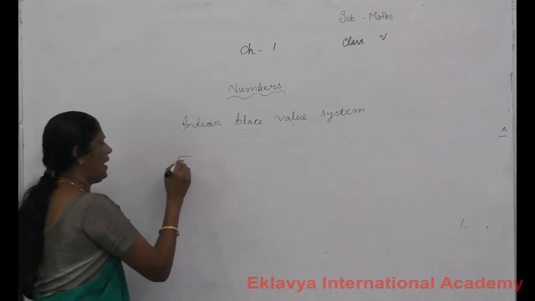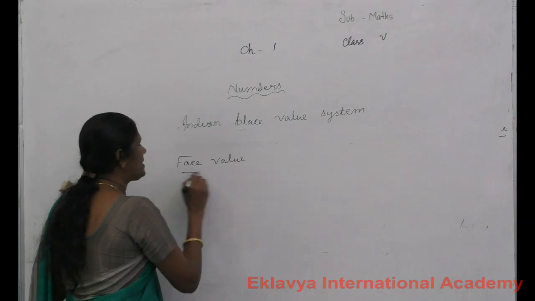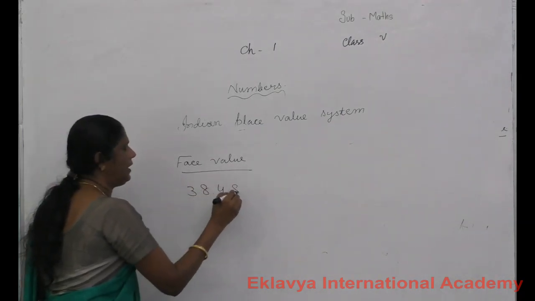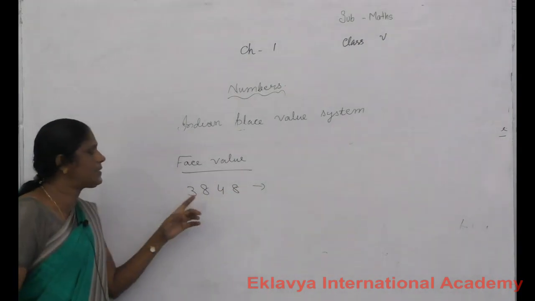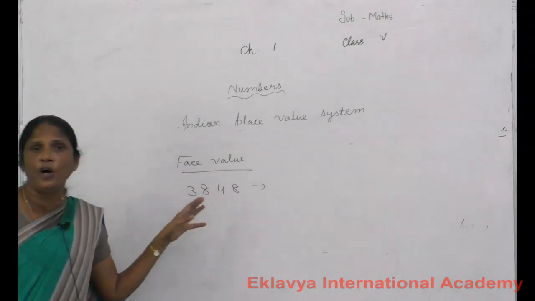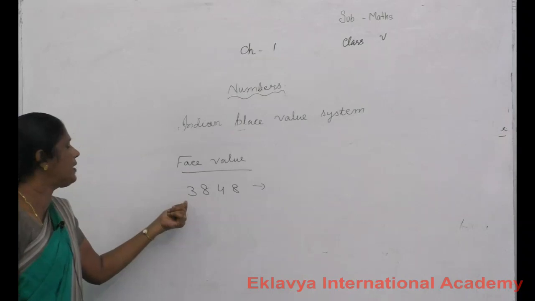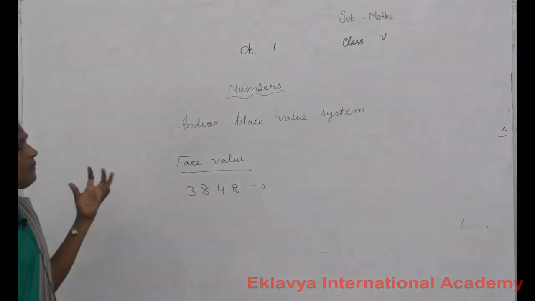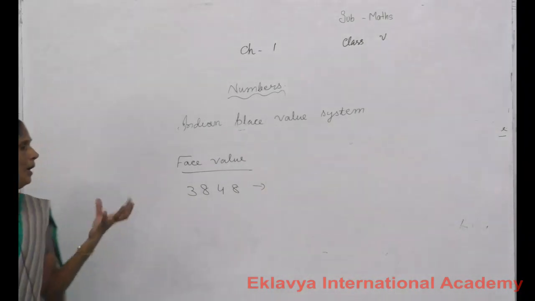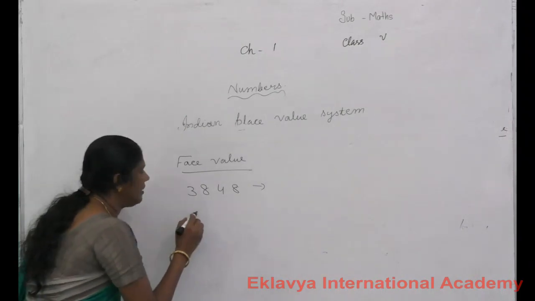First face value. What is the face value? For example, 3,848. What is the face value of 8? 8. What is the face value of 4? 4. What is the face value of 8? 8. What is the face value of 3? Face value is the digit itself.